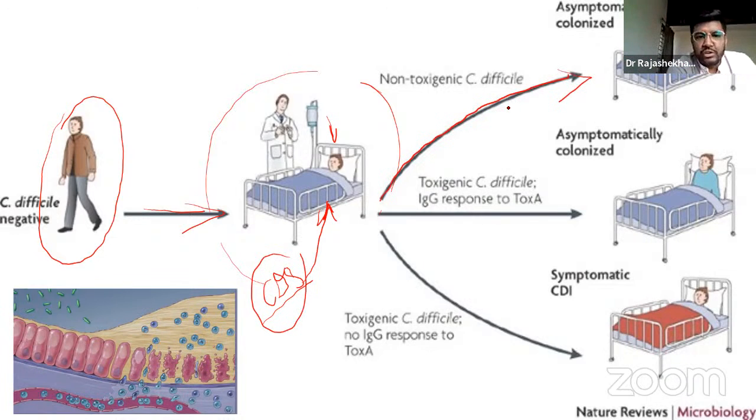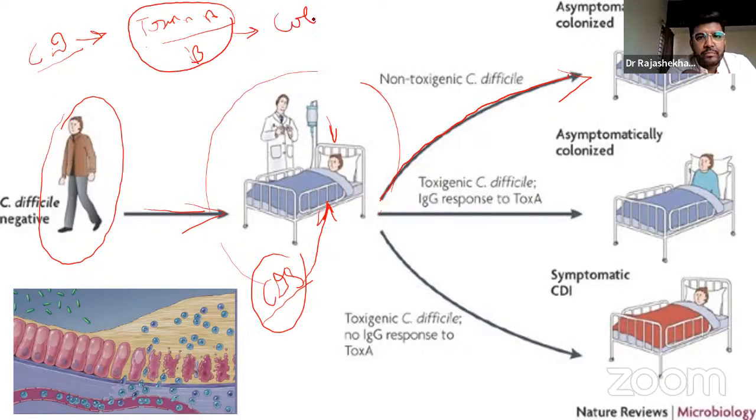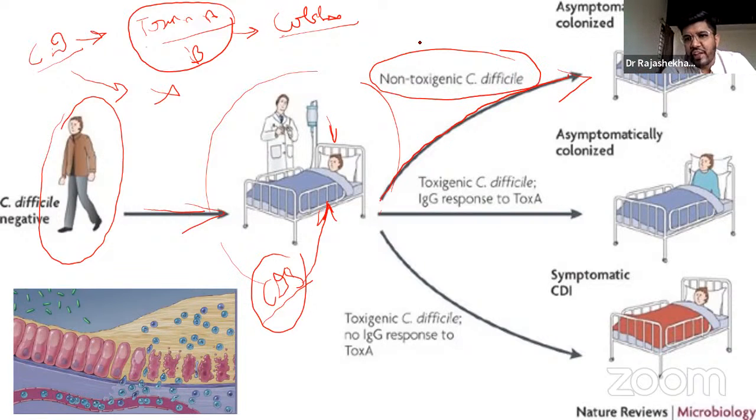Before going to this, we need to know how Clostridium difficile causes colitis. Clostridium difficile is basically a toxin producing bacteria. It produces toxin A and toxin B, very important in the pathogenesis of colitis. There are some Clostridium difficile strains which do not produce any toxin. So if the infection is with a non-toxigenic Clostridium difficile, the patient can be completely asymptomatic, yet colonized with a non-toxigenic strain.